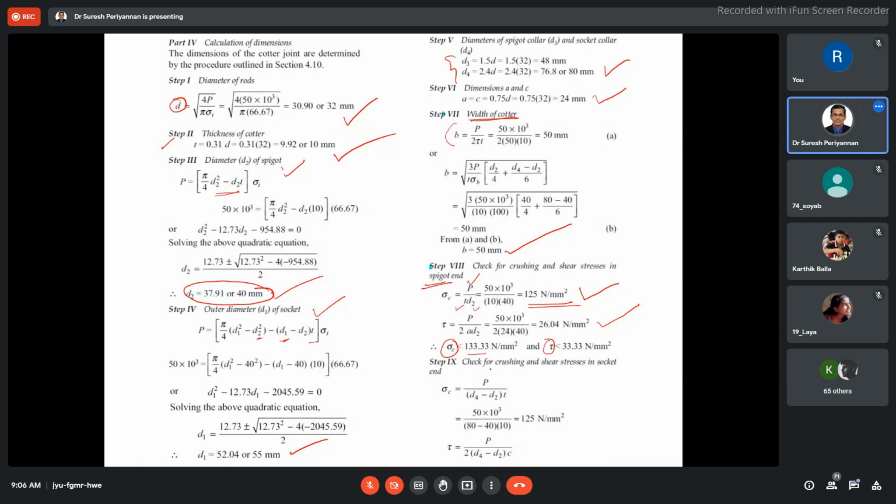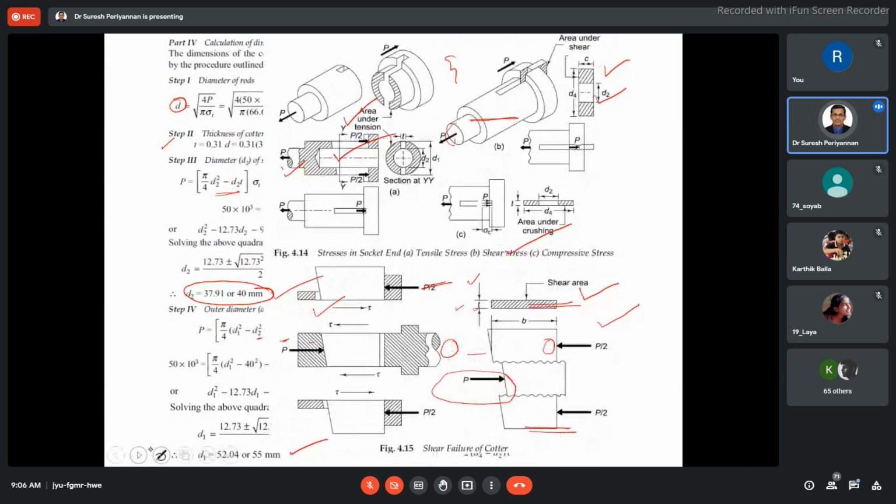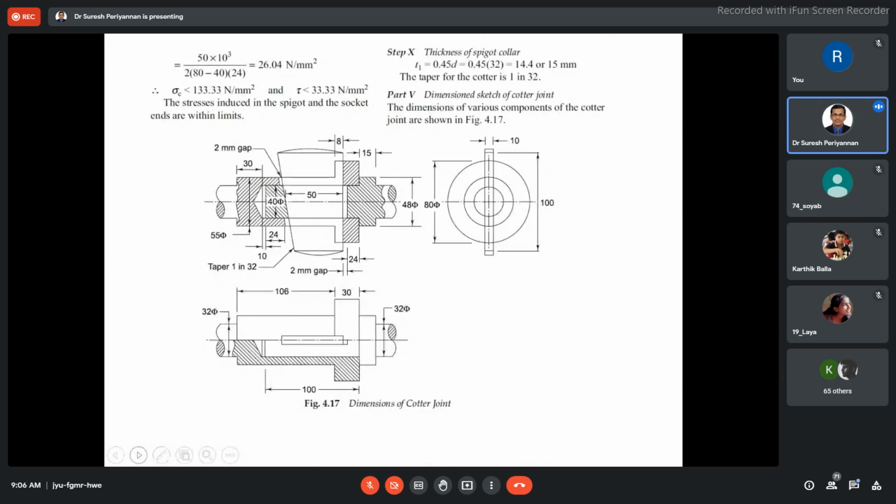Similarly, find out the crushing stress and shearing stress in the socket end and verify it. Now the socket end equation is this. Now it is 125 Newton per mm squared. Tau in the socket end is okay already. This figure I put here for your convenience. Now this is the shearing stress.